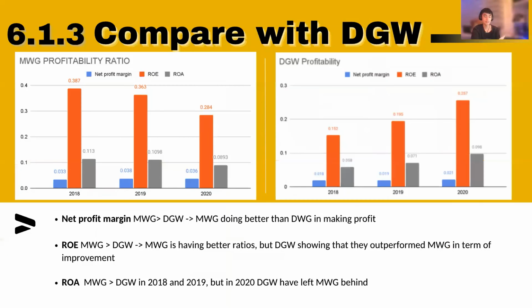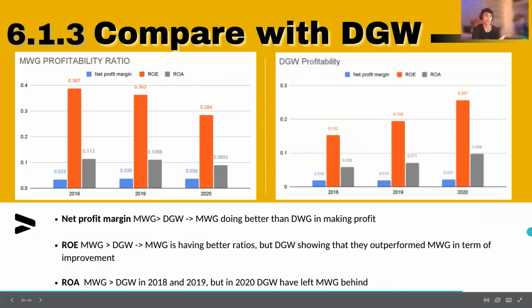Comparing with DGW, MWG was doing better than DGW by more than 0.02. Still, in some cases above, MWG had a better return on equity than DGW, but DGW outperformed MWG in terms of improvement. And with return on assets, MWG is doing better than DGW in 2018 and 2019. In 2020, DGW left MWG behind by around 0.01. So that's the end of my part.